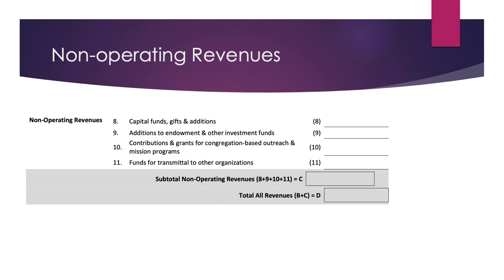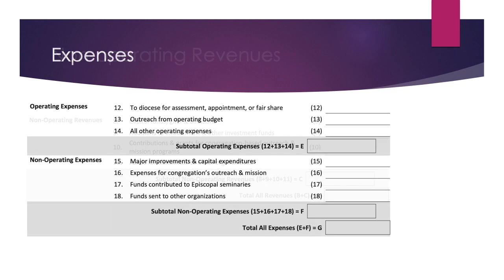That is money which is not used for this year's operation. It can include capital funds, the money that you're saving up for different capital projects, gifts and additions to that. It can be additions to an endowment or other investment funds, again, with money that's not being used in the current year but saved up for later. It could be contributions and grants for congregational-based outreach and mission programs. And this funds for transmittal to other organizations, number 11, is the pass-through, money that's coming in and then immediately going out to other organizations.